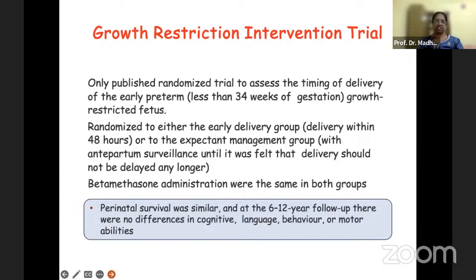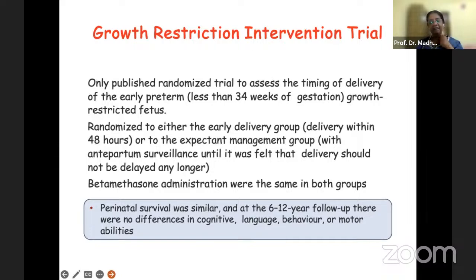There were 2 growth restriction trials, but only one published randomized trial, to assess the timing of delivery. This is always a puzzle to us. When do we deliver? If you take babies less than 34 weeks, they randomized them. That is, you either deliver them within 48 hours of diagnosing IUGR, or follow an expectant management group.